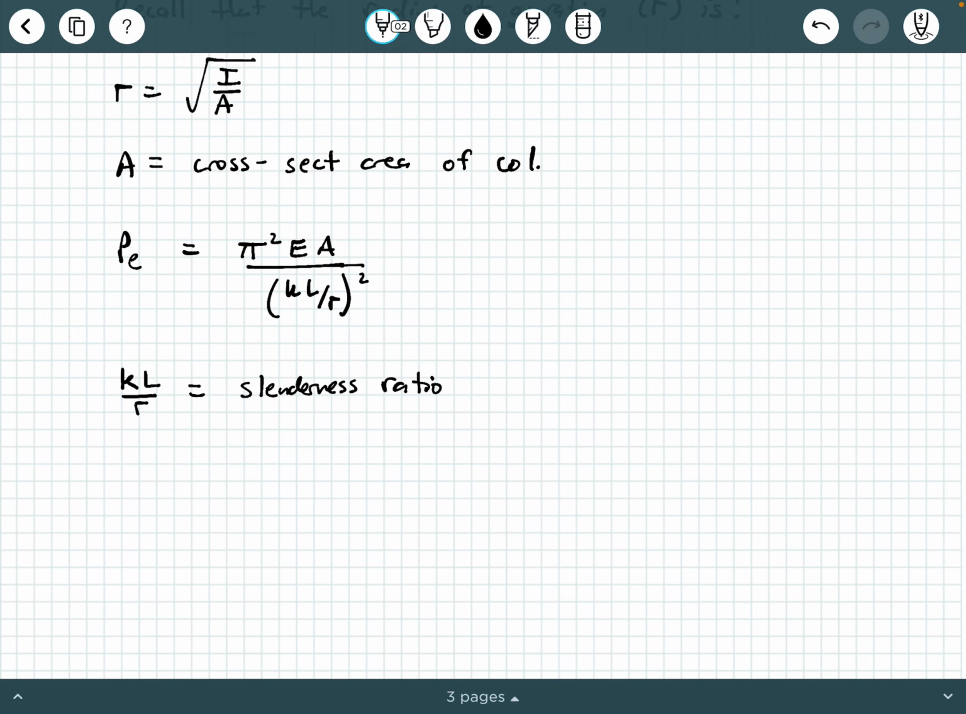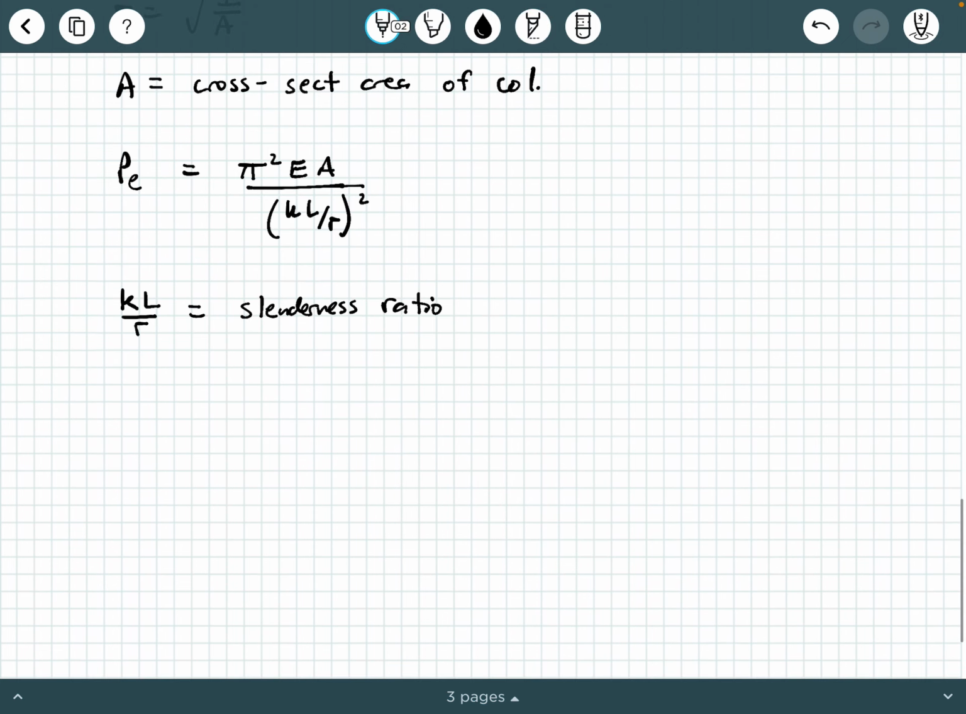Now, one more step forward with this. If you want the stress, okay, because P_E is a force, right? P_E is a buckling force. If you want stress, all you've got to do is the following. We can say the Euler buckling stress is sigma sub E.